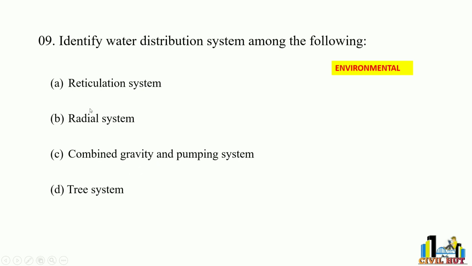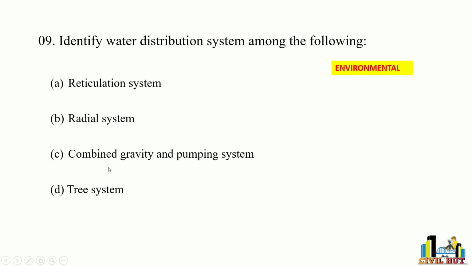The layouts of water distribution systems are the tree system or dead end system, this is one. Reticulation system, this is two. Radial system, three. And the fourth one is the ring system. So our option is C, combined gravity and pumping system. A, B, D are the layouts of the water distribution system.